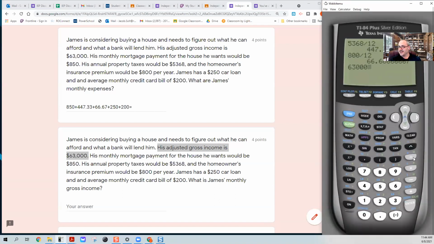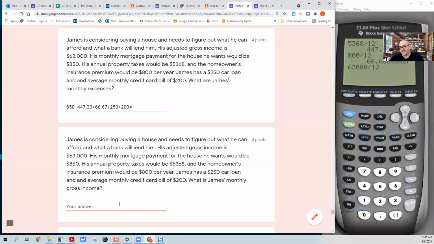$63,000 a year. It's a yearly figure. I want to convert it to monthly. There are 12 months in a year, so I'm going to divide by 12, and I'm not even going to press enter here. You're going to do that on your own calculator. Take the 63,000, divide by 12, and that's the monthly. And you'll put that right in here. What is James's monthly gross income? Right there. 5,250. Well done.